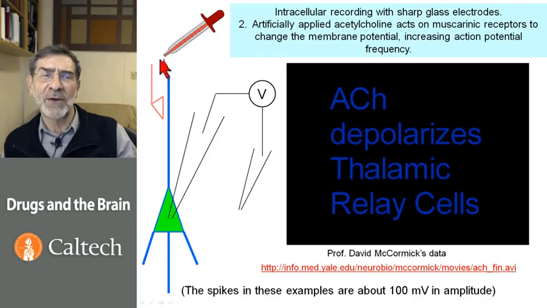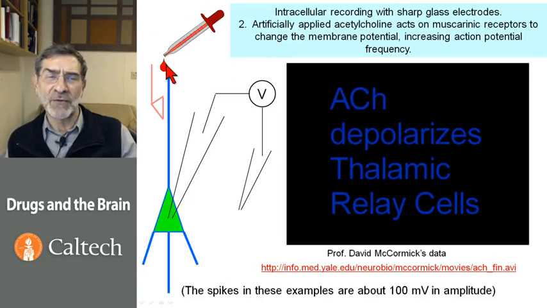Although there's a dropper here, you should, of course, note that there's a solution bathing the cell all the time, and it's actually more like a squirt than a drop coming out of this other pipette. And so, as though the presynaptic neuron were adding acetylcholine, the experimenter is adding acetylcholine here.